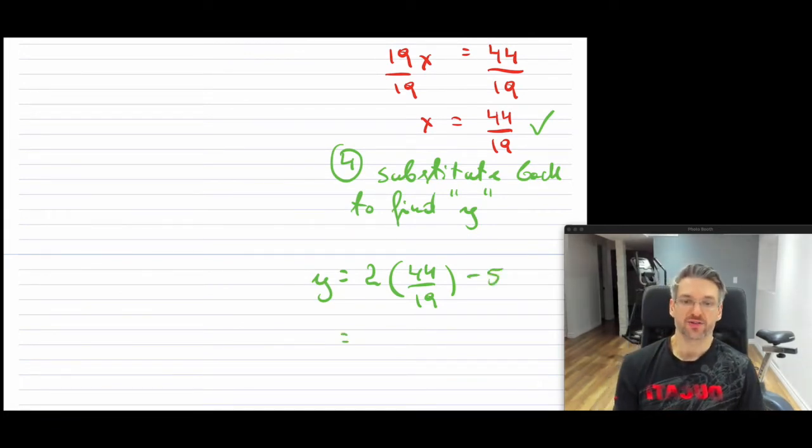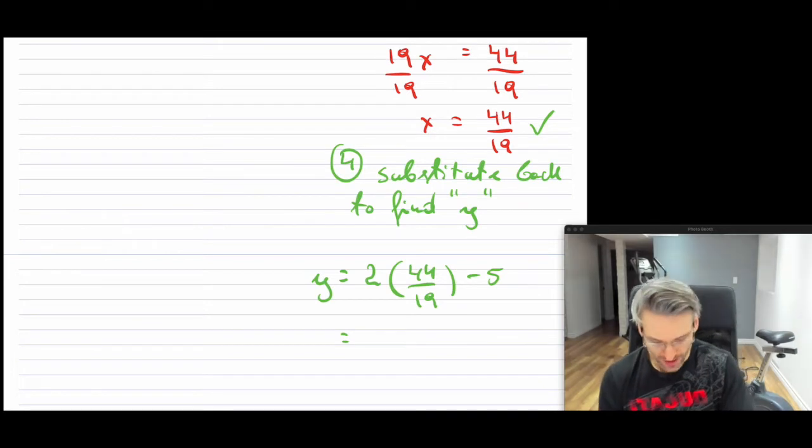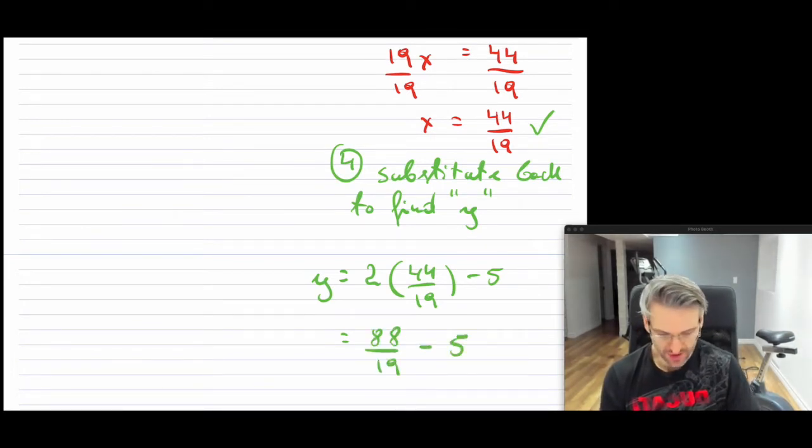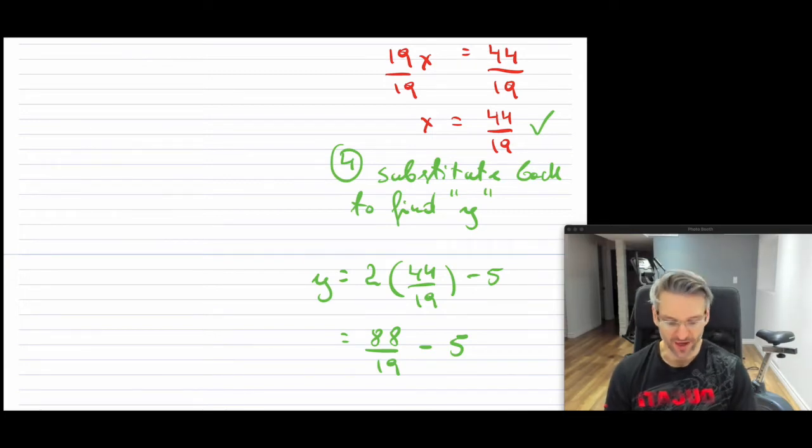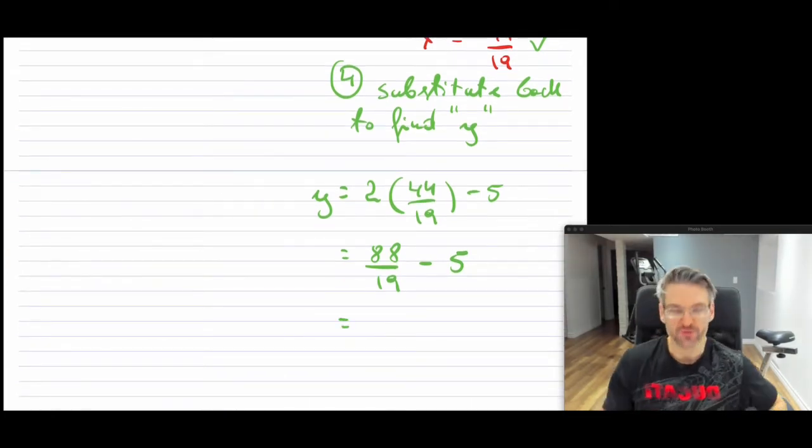So now 2, I'm going to multiply it through. So that's going to be 88 over 19 minus 5. And sure, you can find a common denominator. Remember, 5 is just 5 over 1, and then find whatever your answer is. So you can use fractions. Again, it just keeps coming back to the things that you should have known before grade 10.